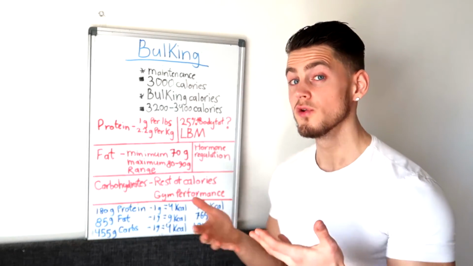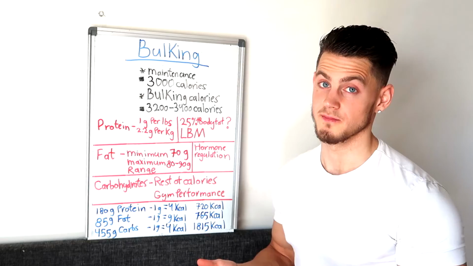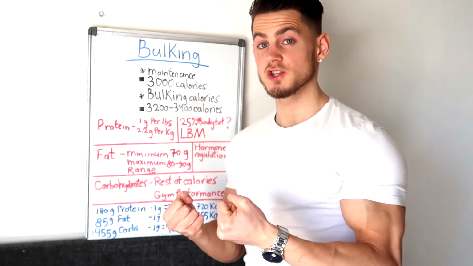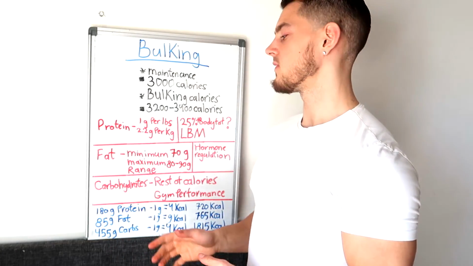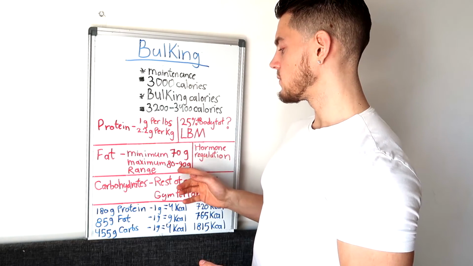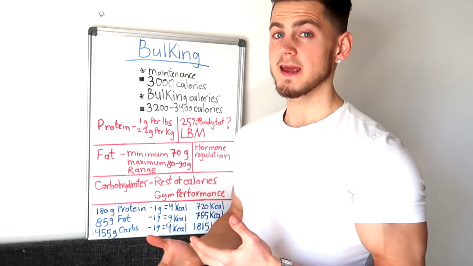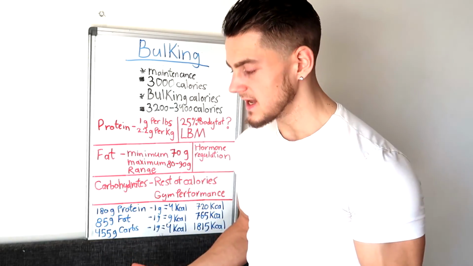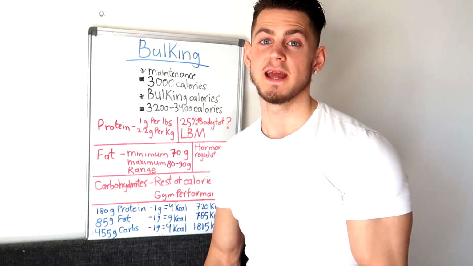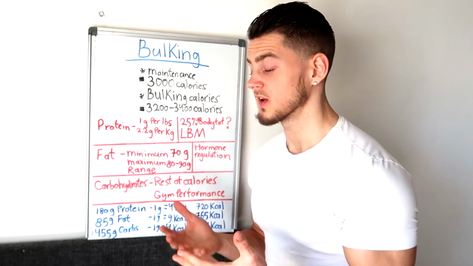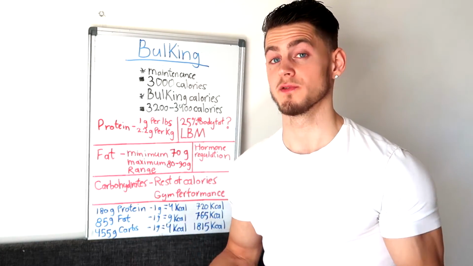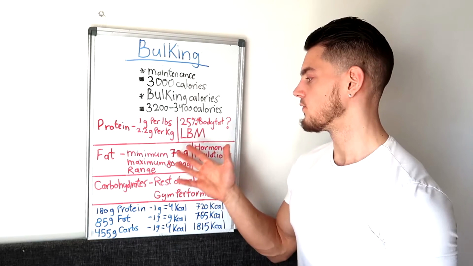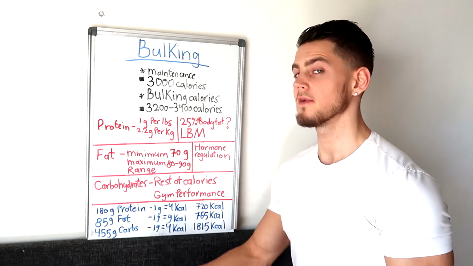Carbohydrates are your main fuel for performance in the gym. So if you want to ensure that you have enough glycogen in your muscles, then you're better off keeping your fats in between this range and then giving the remaining calories to your carbohydrate intake, which would then lead to you potentially having better workouts and actually increase your performance in the gym, which is especially important if you're bulking, since you want to gain more muscle mass. So for the kind of sweet spot, we're going for 85 grams of fat.